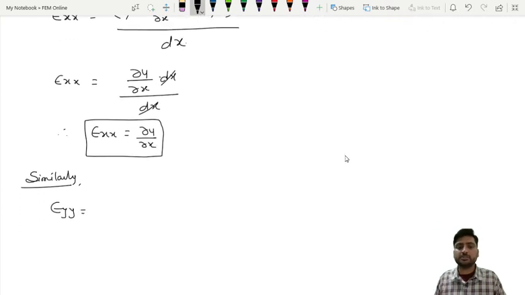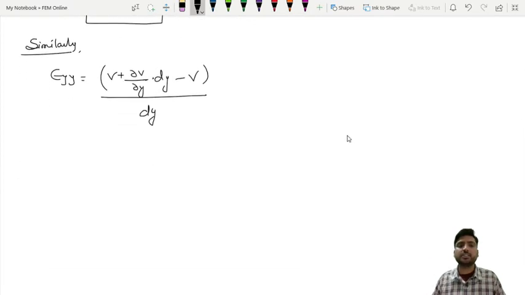Similarly, it will be v plus del v upon del y into dy. I am writing again the same, into minus v upon original. Original was dy, because in y direction it is dy only. So this v and v will cancel out. So epsilon yy will become del v upon del y into dy upon dy. Dy cancels, therefore your epsilon yy becomes del v upon del y.